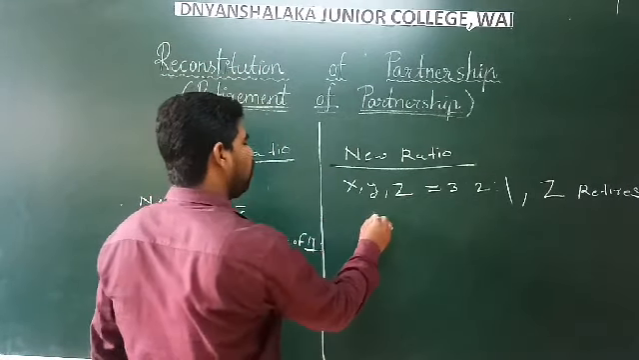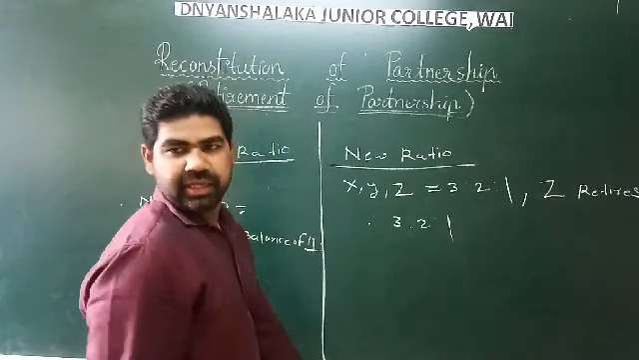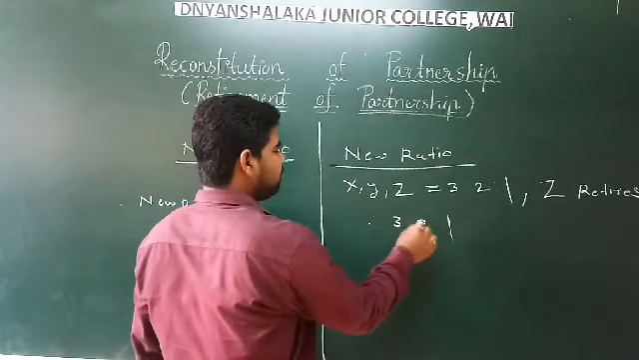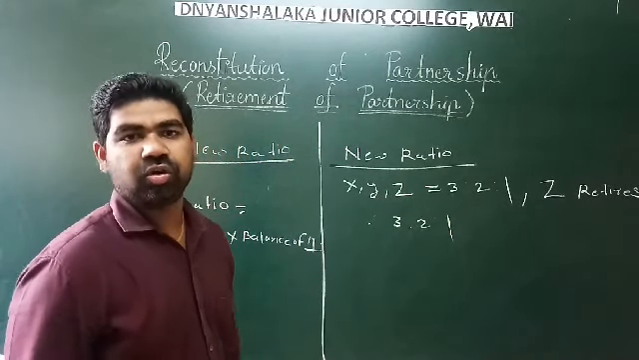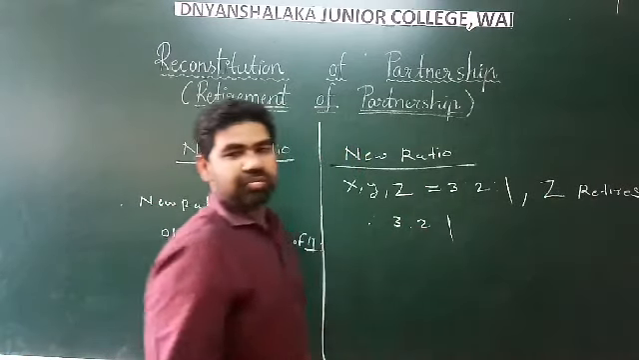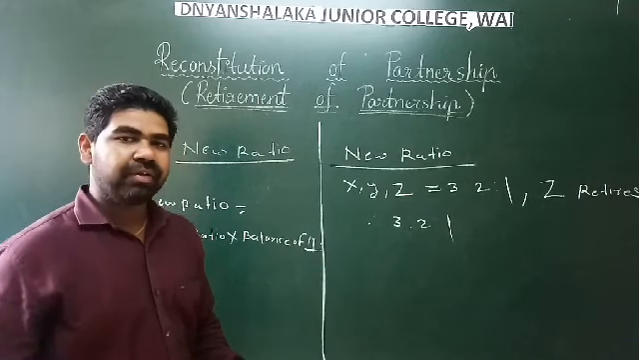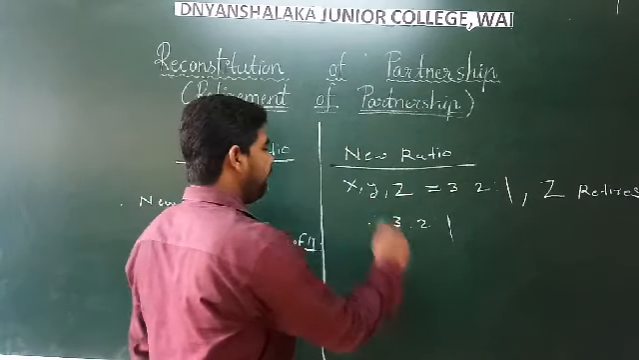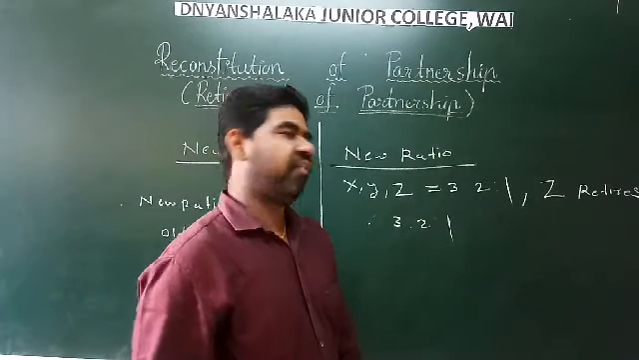How? So what is your old ratio? Your old ratio is 3:2:1. Okay, so 3 parts for X, 2 parts for Y and 1 share for Z. This is the existing profit sharing ratio. Now what happens? Z retires from the business. So how can we now calculate the new ratio? You can simply calculate the new ratio in the topic of retirement. What you have to do? You have to just cancel the share of Z.